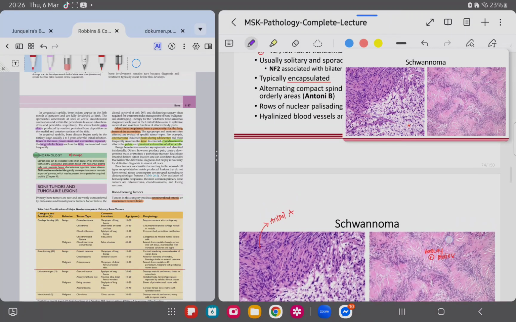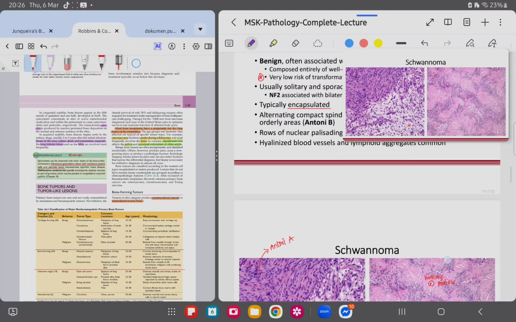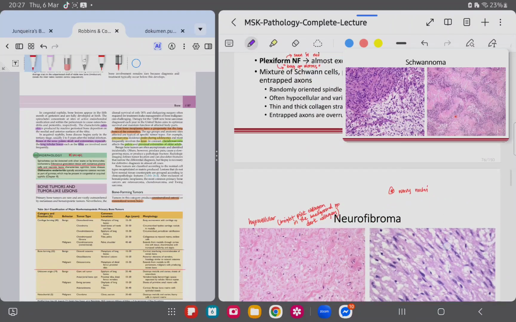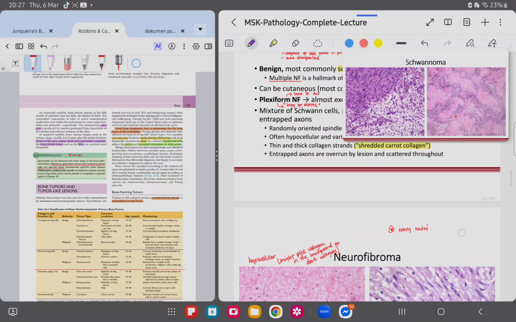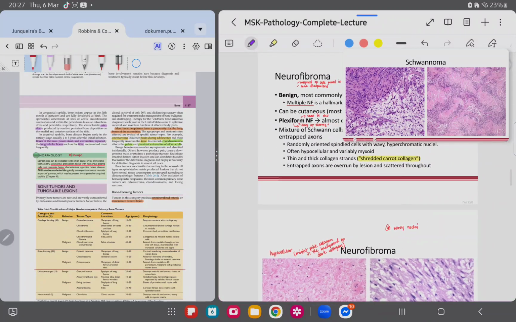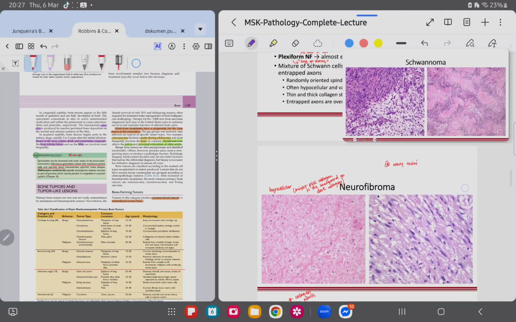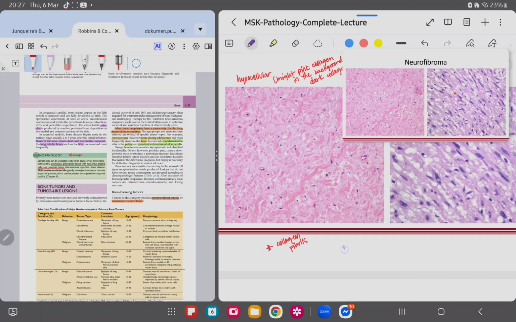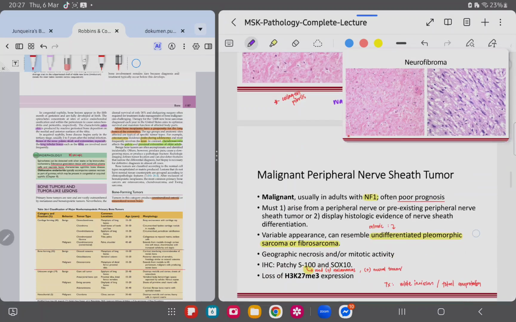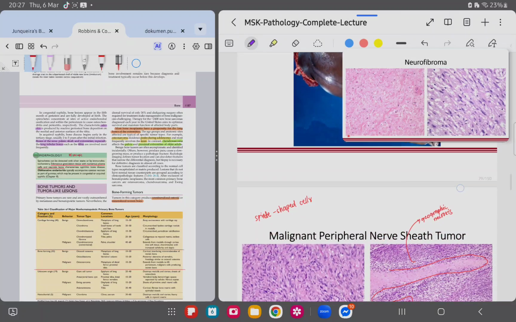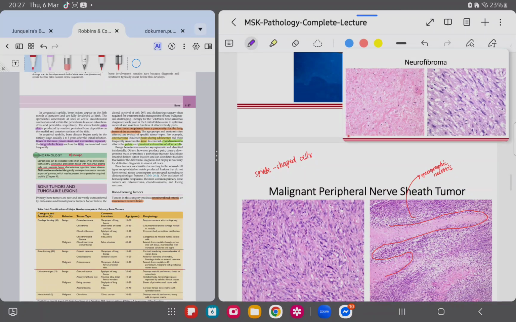In contrast, your neurofibroma is characterized by these distinct bright blobs of collagen, what we call the shredded carrot appearance. And when we go at a higher power, we can see the nuclei are wavy, somewhat spindled, but there is no severe atypia or pleomorphism. In contrast, your malignant peripheral nerve sheath tumor has areas of necrosis, has areas of hypocellularity and hypercellularity. Then you can see that there are very big, very elongated nuclei.